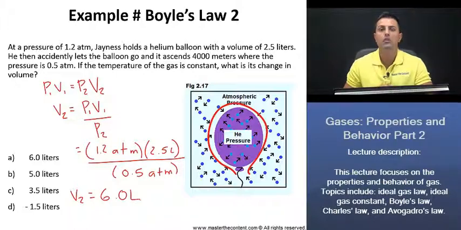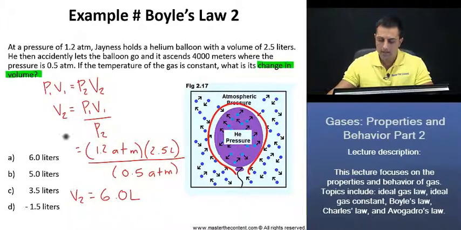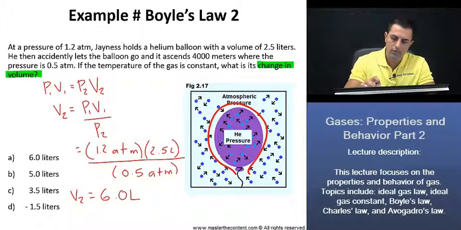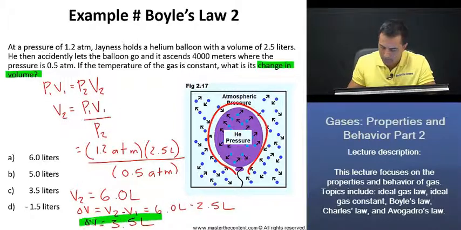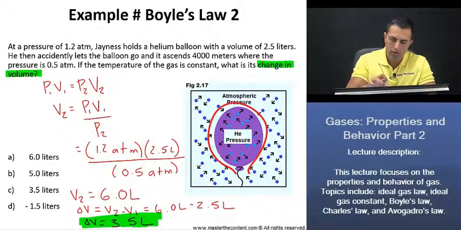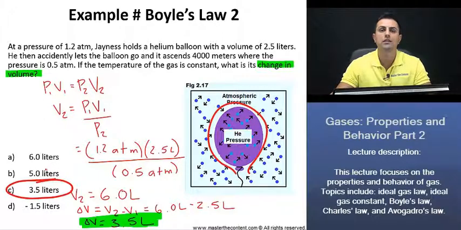Now, are we done? No, we're not done. And why is that? That's because we're being asked for the change in volume, right? This is just the final volume. Thus, to find the change in volume, we use the following equation, V2 minus V1. We know V2 is going to be 6 liters, and the initial volume was 2.5 liters. Thus, the change in volume is going to be 3.5 liters. Thus, C would be our best answer there. Great. Let's now continue to our next slide.